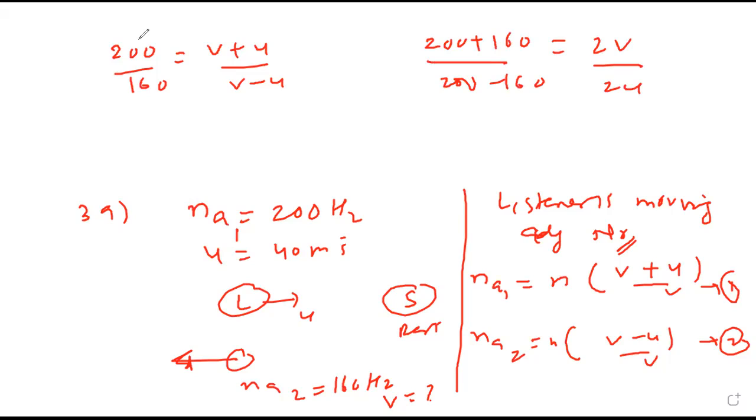If you don't know this, then directly cross multiply. This will become 360 upon 40 equals to v upon u, which is 40. Alas, v is 360. This is the answer. Option C.